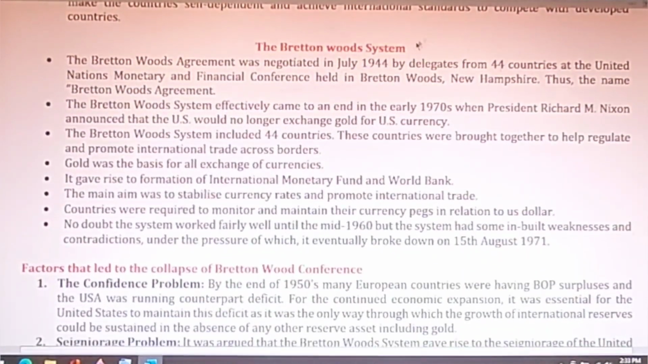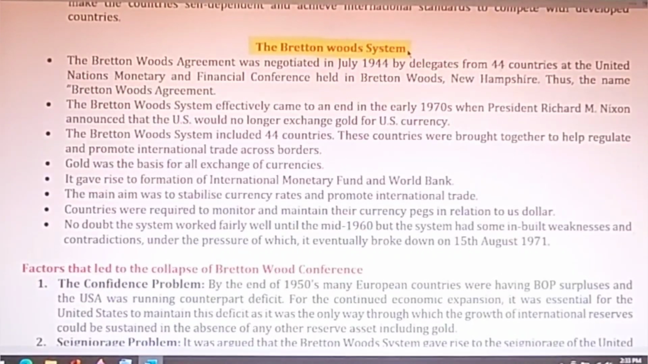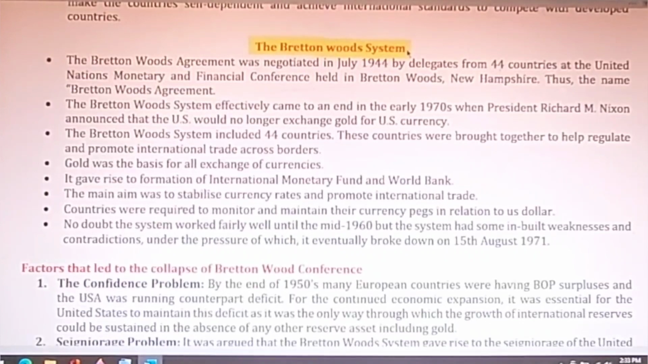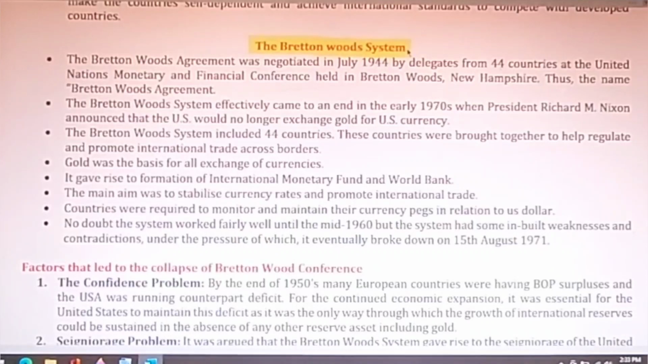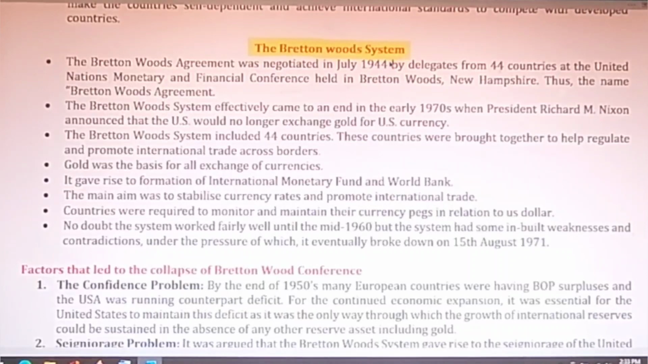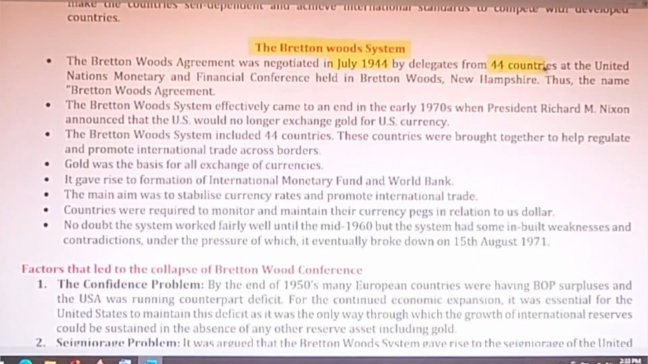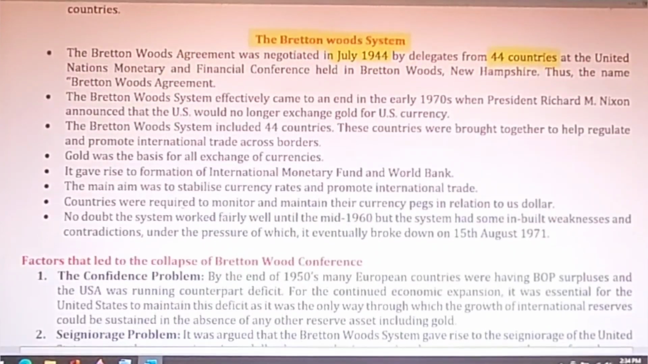Now comes the most important topic of Unit 1, and that is the Bretton Woods system. Very important one. This agreement does not exist now because it has been merged into other agreements, basically into WTO. It was started way back in July 1944, and at that time only 44 countries joined this agreement. Slowly, in the 70s, this converted into WTO.